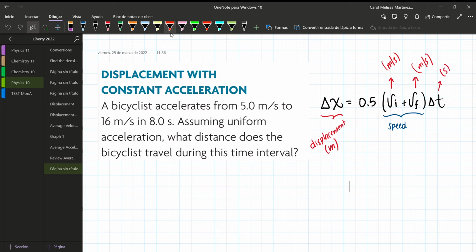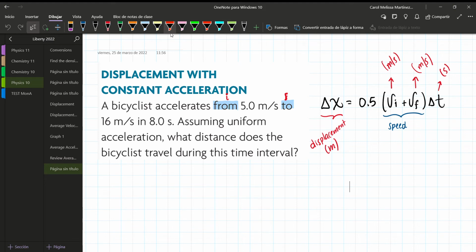Now, in this exercise, it says a bicyclist accelerates from 5 meters per second to 16 meters per second in 8 seconds. Assuming uniform acceleration, what distance does the bicyclist travel during this time interval? So, as I told you the other day, in word problems of physics, we're going to have keywords such as from and to. From indicates what? Initial or final? Initial. And to represents final, okay?